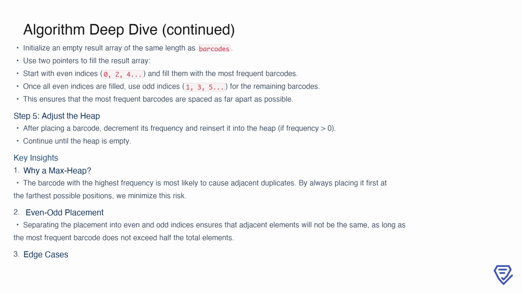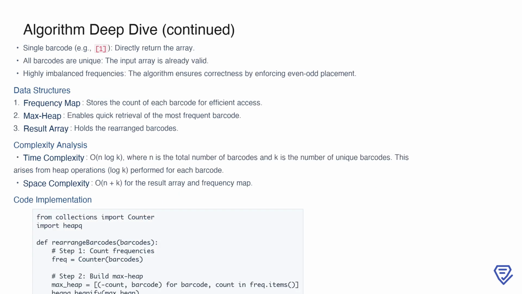Using a max heap is essential because it allows us to always prioritize the barcode most likely to cause issues. The separation into even and odd indices is particularly effective when the most frequent barcode does not exceed half the total number of elements. These steps also handle edge cases like highly imbalanced frequencies by enforcing even-odd placement rules. For special cases, the algorithm adapts seamlessly. If there is only one barcode, such as 1, we can simply return the array. When all the barcodes are unique, the input is already valid since no adjacent duplicates can exist.